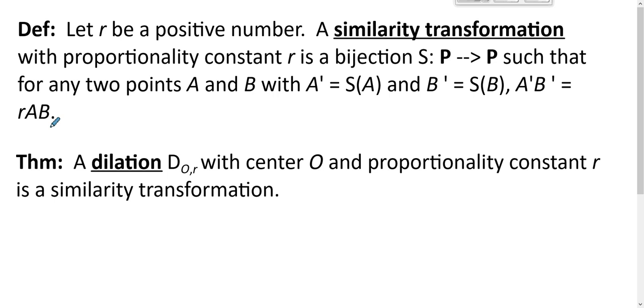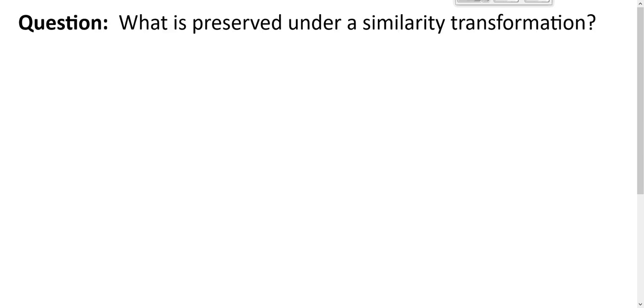So a similarity transformation is a composition of transformations, at least one of which is a dilation. The dilation that you're familiar with, centered at a point O with proportionality constant R, that dilation is a similarity transformation. The thing you're familiar with from high school has to be one of the transformations in the mix when you come up with a similarity transformation.